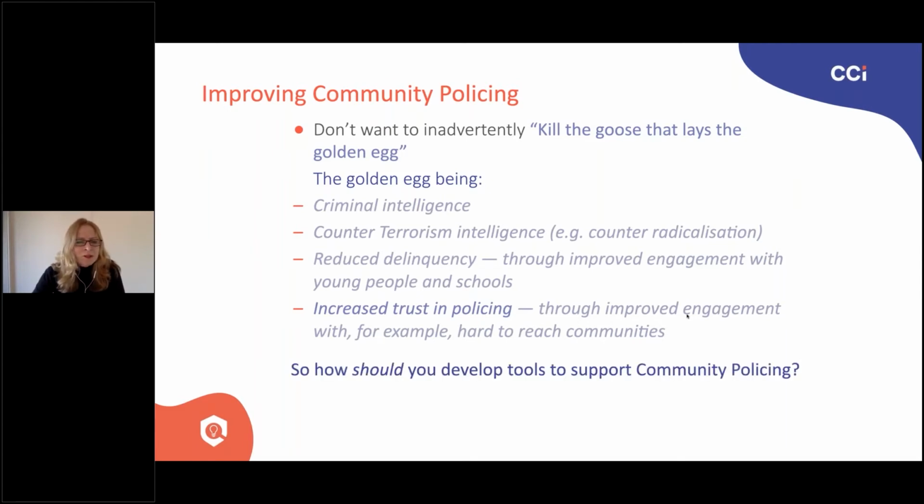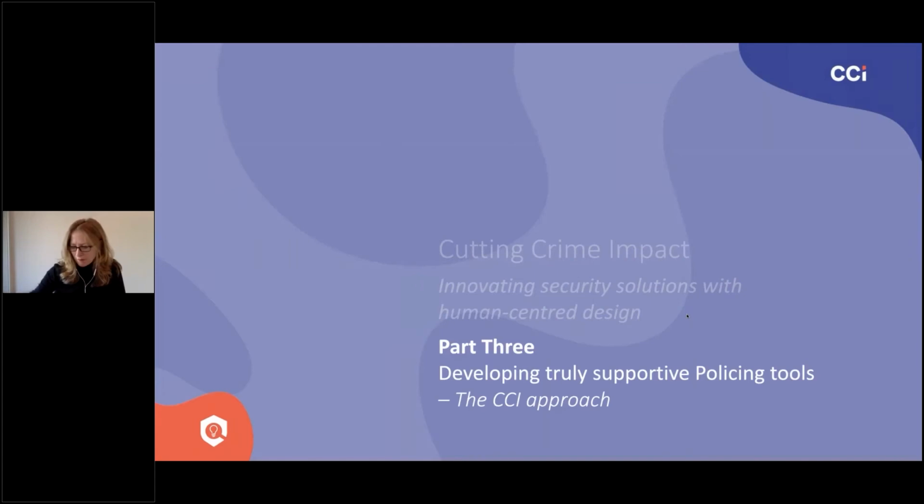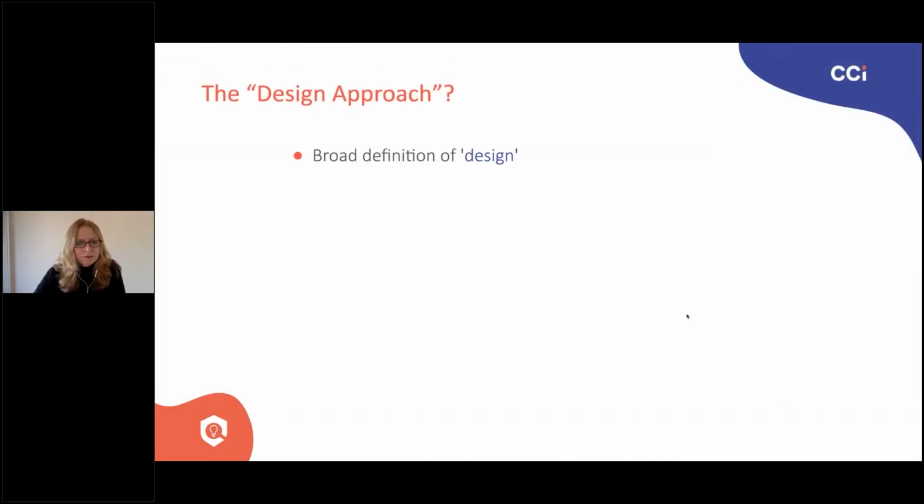So how should we then develop tools to support community policing? Okay, so that moves us on to part 3 of the presentation, which is about the CCI approach to developing these policing tools. So what we do in CCI is we take a design approach.